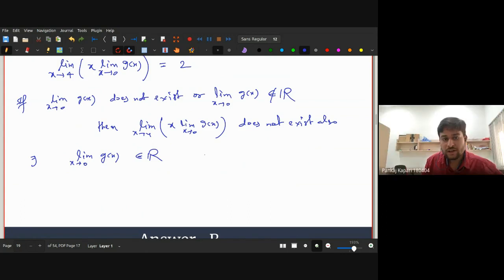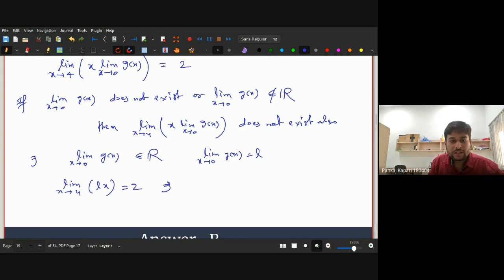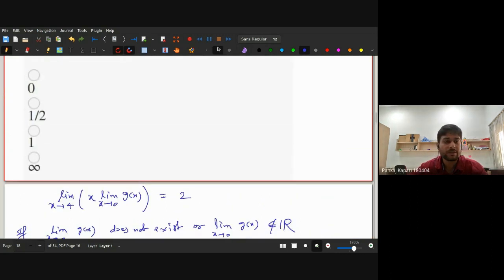So let's call this real number L. Now we are given that the limit as x goes to 4 of L times x is 2. Because this is just a real number times x, it is a linear function. So this limit is 4 times L, and that is 2. This gives us that L must be half. So the second option here is correct.